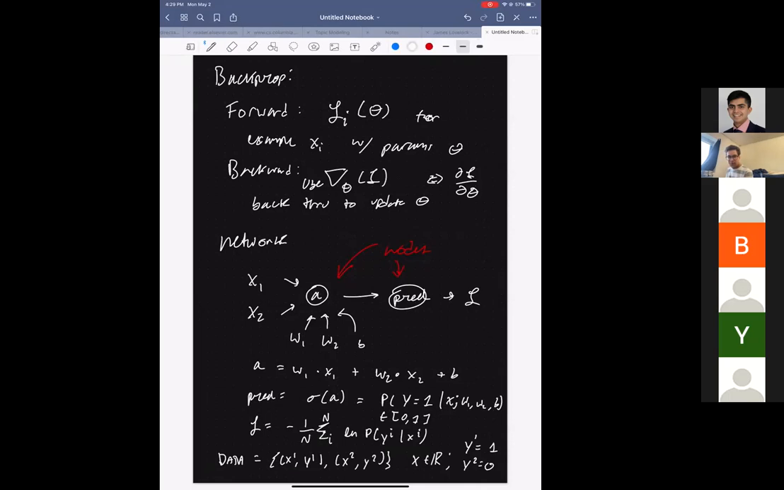Do we have to do a forward pass before doing a backward pass? Yeah, you have to do a forward pass before doing a backwards pass because you use the loss function. You use the loss that you calculate in the forward pass in the backwards pass.